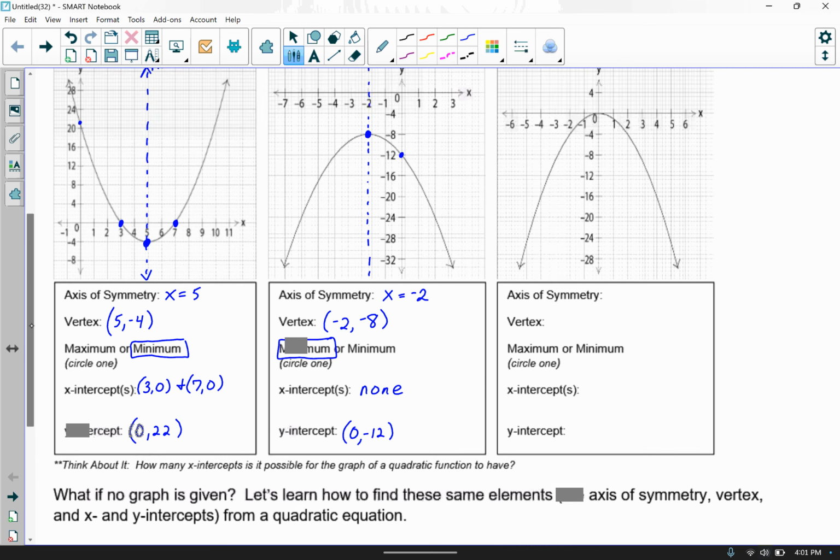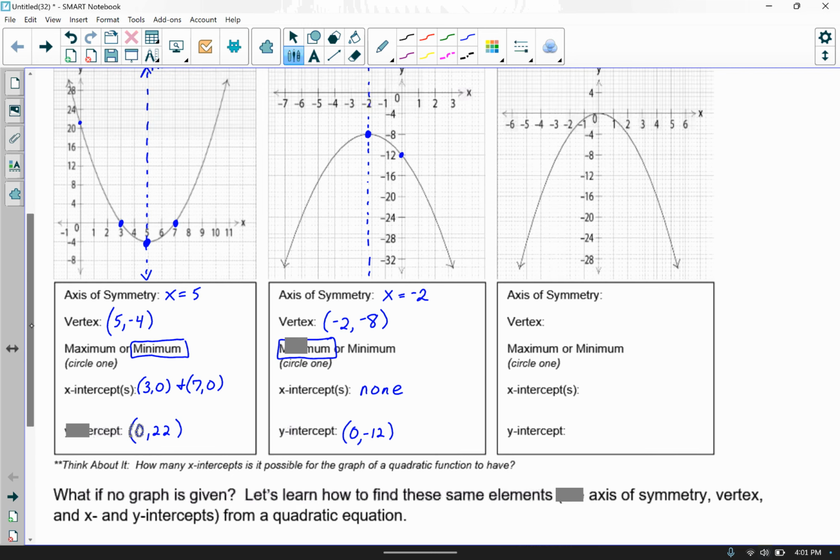The only thing else I'll talk about here, even before we graph it, is whether this parabola is going to open up or down. You remember, you look at the leading term there. As long as you have it in descending order, look at that leading term. If it's positive, you open up. If it's negative, you open down. So since this is positive, this one is going to open up.